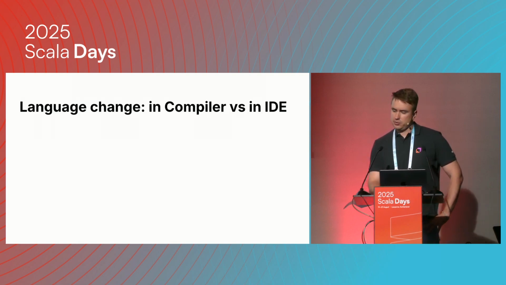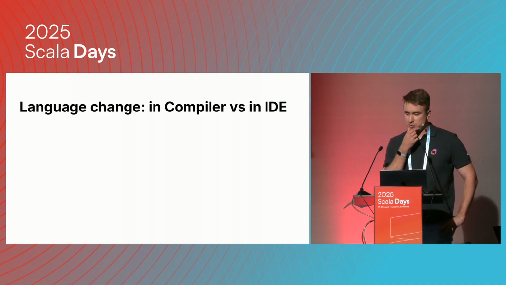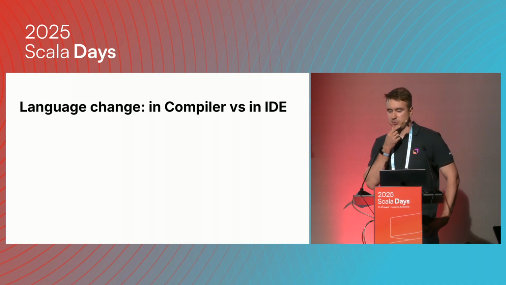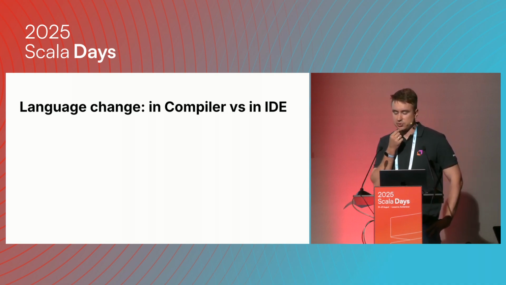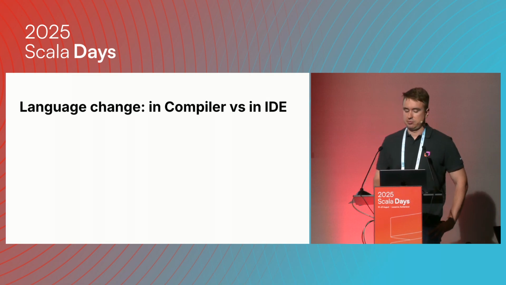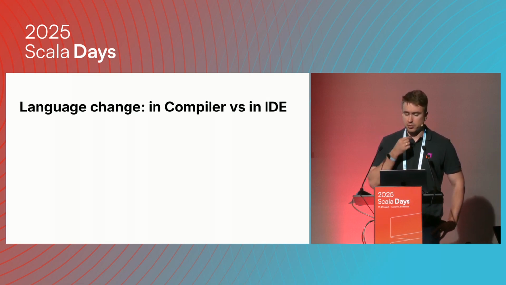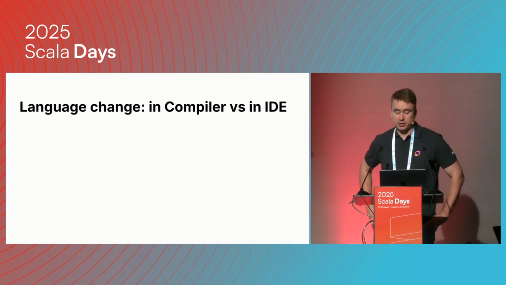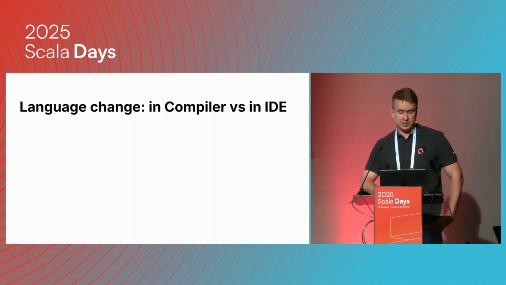Yeah, and I wanted to say a couple of words. I wanted to highlight some differences between what it means to support a language in the compiler and in the IDE. There are different kinds of changes. Some of them are more syntactical. Some of them are just about type inference. But as a representative example, I wanted to use the famous optional braces feature.